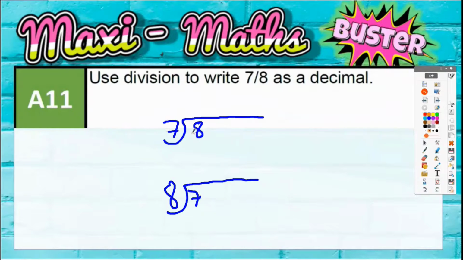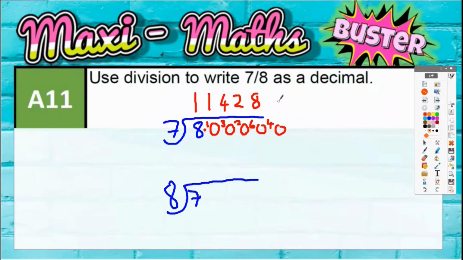So if you're going to do 7s into 8, 7s into 8 goes once, remainder 1, but you can't carry the 1 to an empty column, so you put a 0 to go with it, and then you put your decimal point in. 7s into 10 goes 1, remainder 3. Can't put the 3 in an empty column, so you put a 0 to go with it. 7s into 30 goes 4, that's 28, remainder 2. 7s into 20 goes 2, remainder 6. And 7s into 60 goes 8, remainder 4.